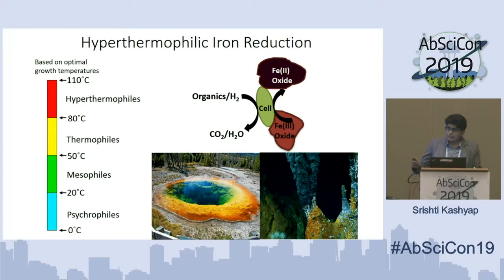Now, a hyperthermophile, just to revisit this for people in this audience who may not be microbiologists, is an organism that grows optimally above 80 degrees Celsius, and an iron reducer is an organism that couples the oxidation of organics or hydrogen with the extracellular reduction of an iron oxide so as to gain energy. Now, this type of microbial metabolism occurs widely in terrestrial hot springs and deep-sea hydrothermal vents, yet our understanding of its physiology as well as mineral transformations is extremely limited.